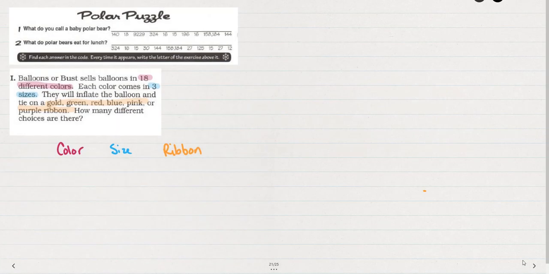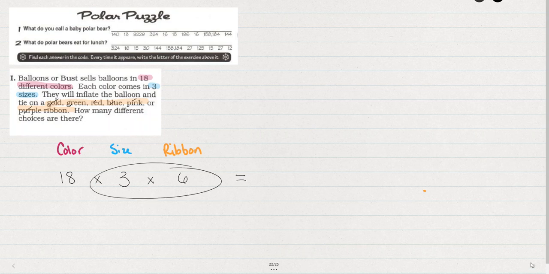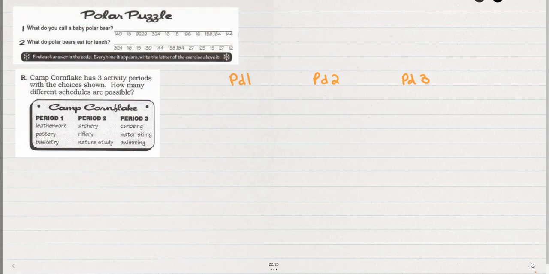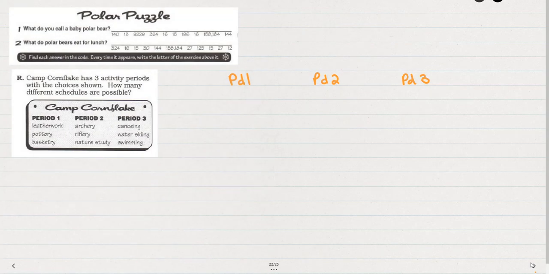Let's move on to letter I. Balloons or Bust sells balloons, and we can choose from 18 colors, 3 sizes, and it looks like there's 1, 2, 3, 4, 5, 6 ribbons. So if I multiply 18 times 3 times 6, on my calculator, I'm going to do 18 times 18 because I'm going to do this 3 times 6 mentally, and then put the 18 times 18 in the calculator.